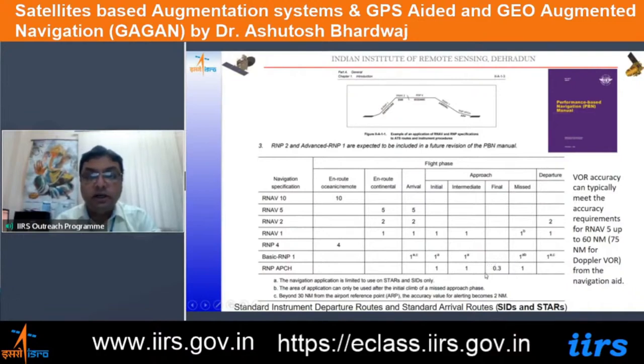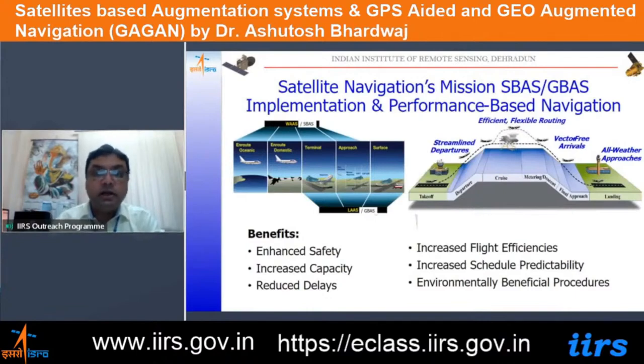So this is a very high accuracy when we are approaching the airports, and we have standard instrument departure routes and standard arrival routes on which these accuracies will be required. So the GNSS systems are able to provide much better accuracies. If we talk about the VOR systems, then they can provide an accuracy of 75 nautical miles using the Doppler VORs, or 60 nautical miles otherwise. So this is again how we are benefiting from the GNSS system.